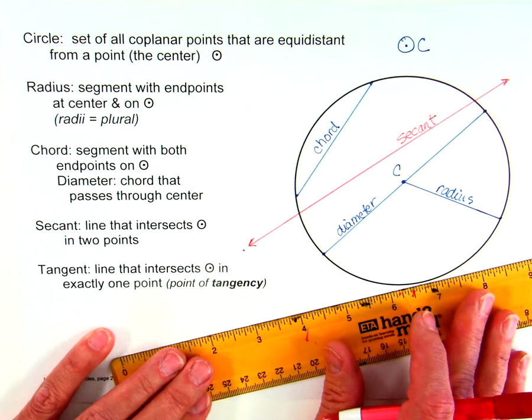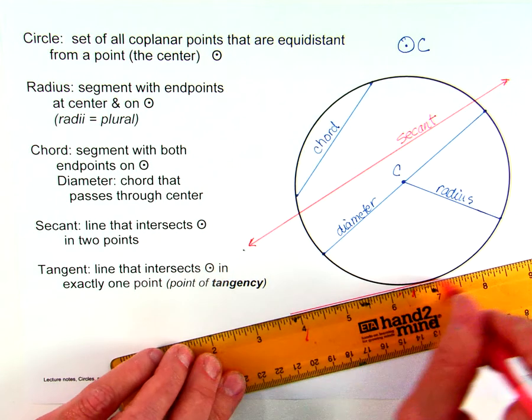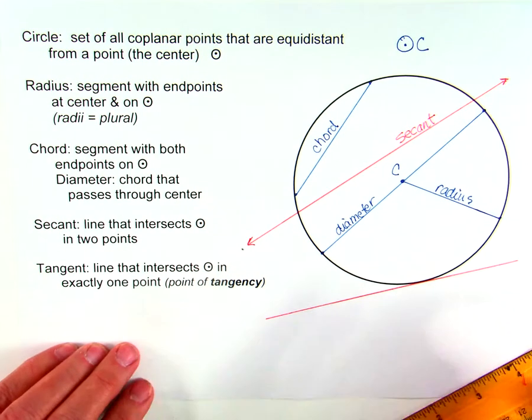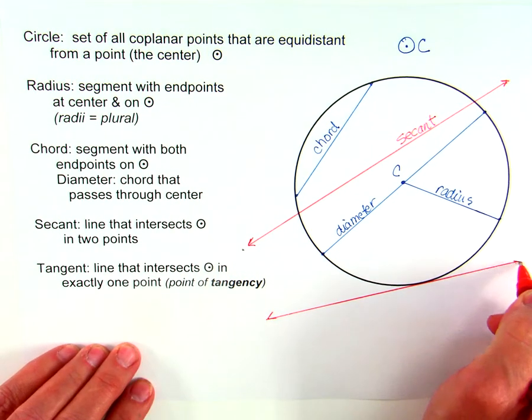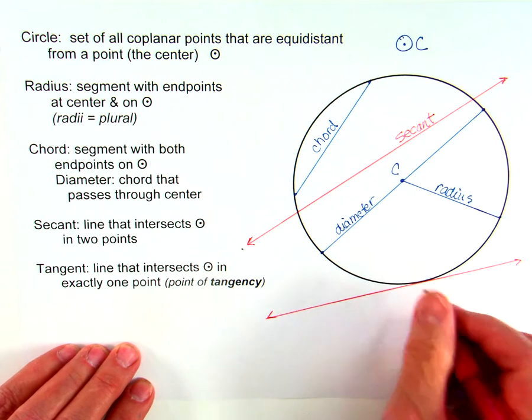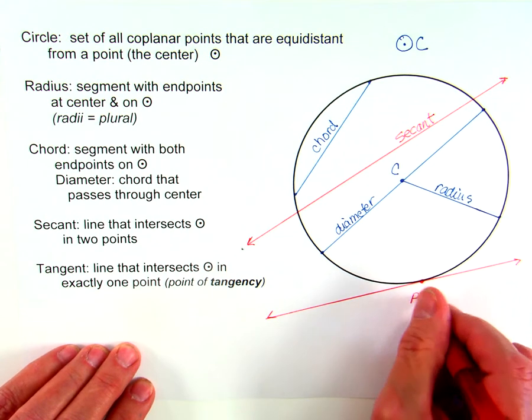Another term that you may not be familiar with in this context is the tangent. A tangent is a line that intersects the circle in exactly one point. That one point is called the point of tangency.